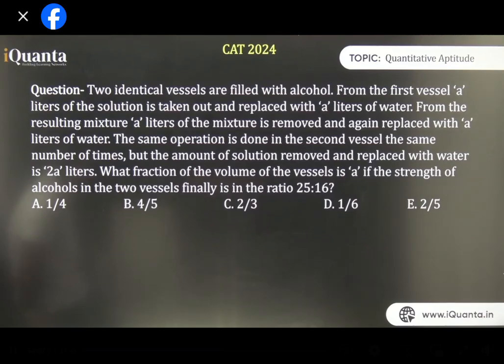For 100, 100 upon 10 minus 1 is 9 times. For 500, it would have been 500 divided by 10 minus 1, which is 49 times.